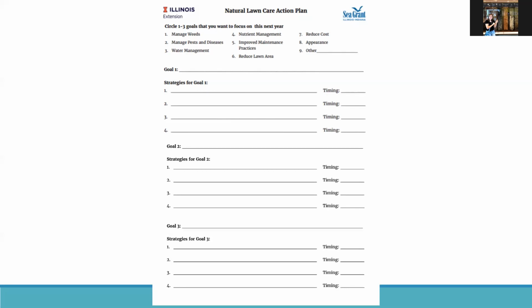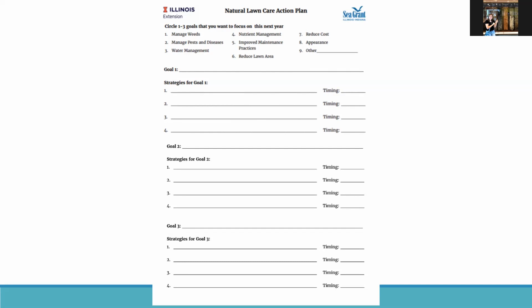Now these goals, we listed 8 of them, but we left an option for number 9, which is other, in case there was something that was not really covered in these 8 goals. So we talk about managing weeds. Is your goal to manage pests and diseases? Water. Do you have too much or too little water? Nutrients. Let's say you have to fertilize a lot, or you're noticing your grass doesn't look as healthy and maybe it's because of nutrients. Improved maintenance practices. Maybe you want to make sure that you're good at maintaining your lawn. You're struggling with that regular maintenance piece.